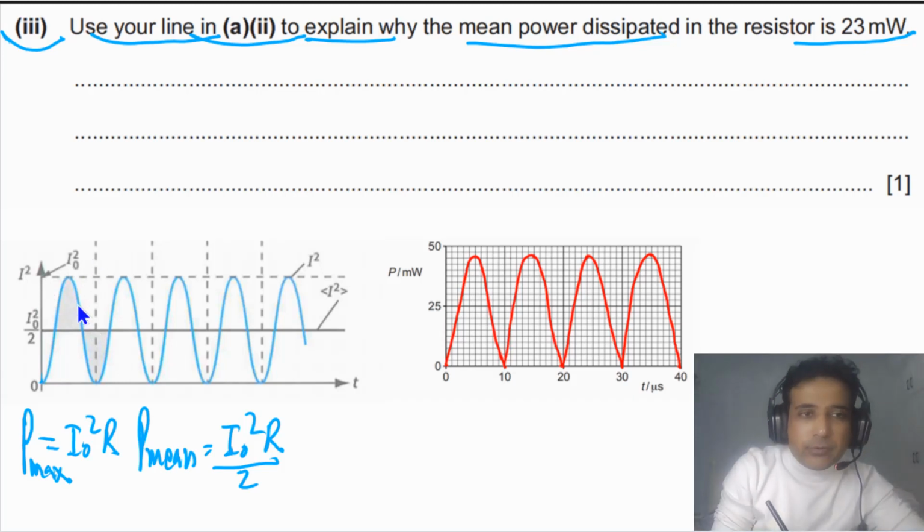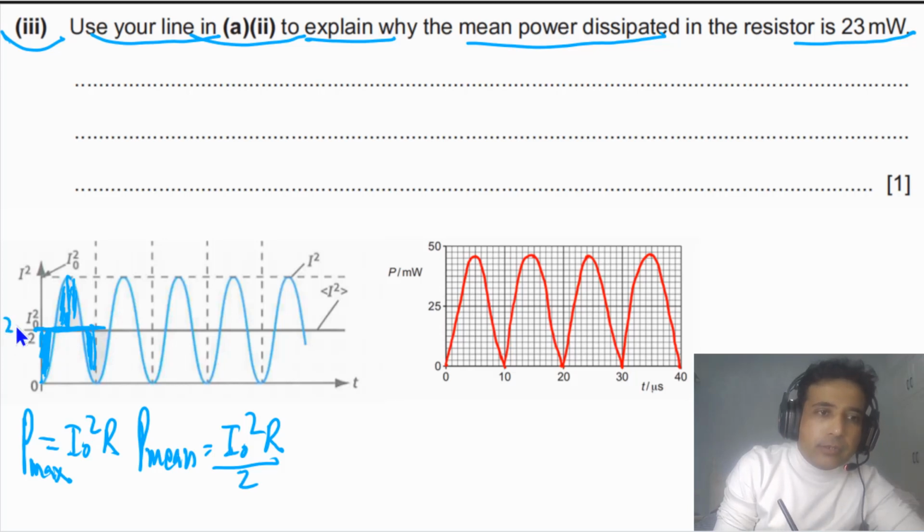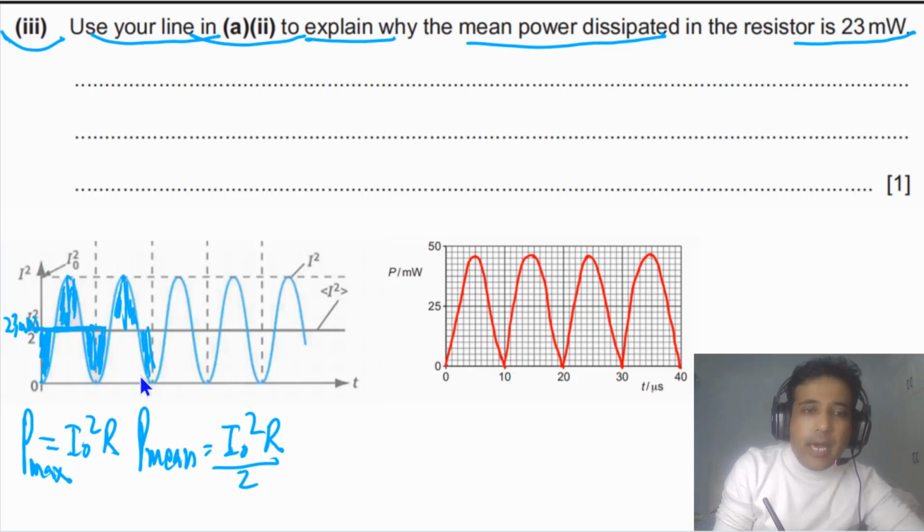If we divide this into 2 parts from here, if you cut this part and place it here, and if we cut this part here, this will be at this point. So you can see now the power is just a horizontal line, and this is 23 milliwatts. And the same you can do for this one. You can cut this here and fit it here, and this part you can fit here. So in this case, the average power dissipated in the resistor is equal to 23 milliwatts.